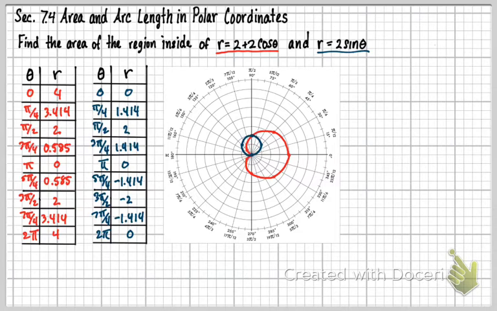So the way we do it is we take one of the functions, 2 plus 2 cosine theta, and assume that our r's are the same. So we're going to just say that now, since our r's are the same, this also means then the functions are equal. I shouldn't say the same.